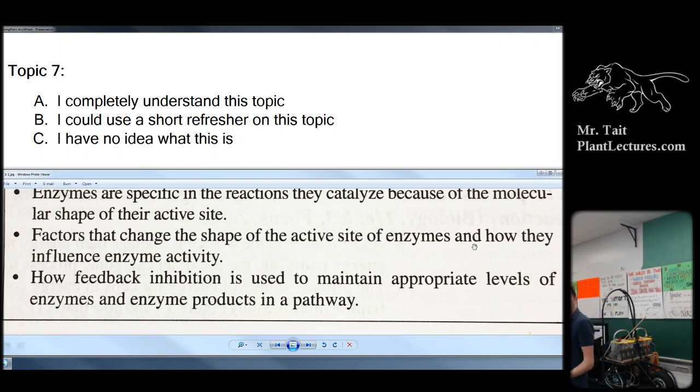Again, we need a refresher, it looks like. So, two types of feedback inhibition for enzymes. You've got competitive inhibition and non-competitive inhibition.